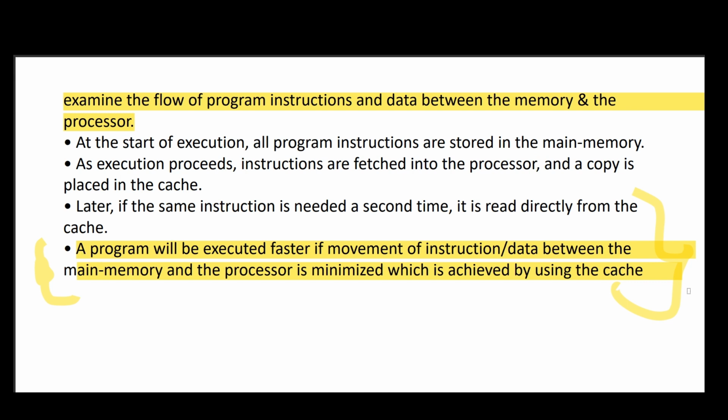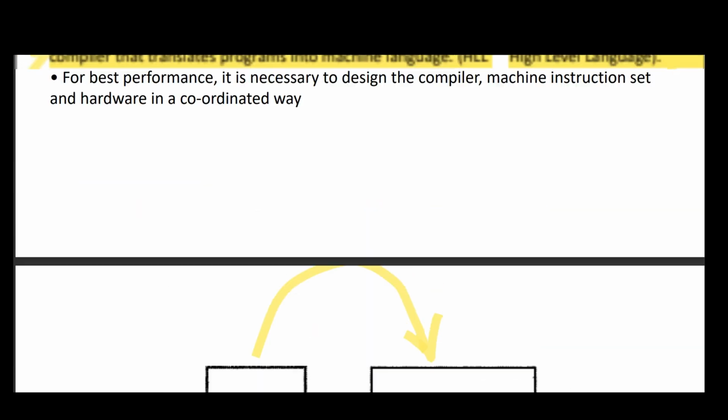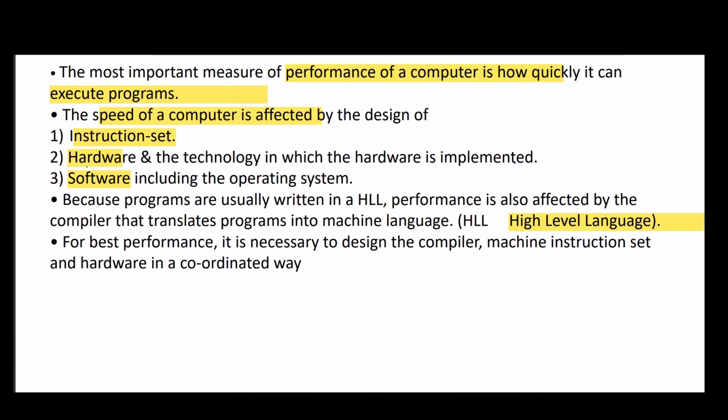If you read this line once, you all will understand: the program will be executed fast if the movement of instruction between the main memory and the processor is minimized, which is achieved by using the cache. That's all about the performance of the computer. If there is any doubt, please let me know in the comment section.